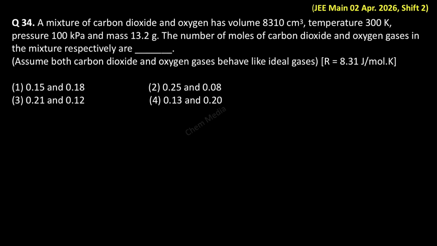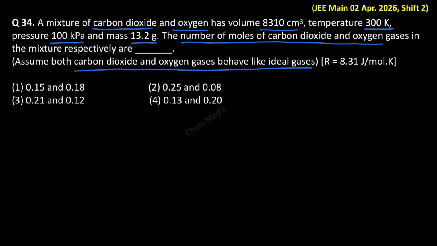Let's solve this question, which is based on the ideal gas law. We have two gases, carbon dioxide and oxygen, for which the volume, temperature, pressure, and mass are given. We need to figure out the number of moles of carbon dioxide and oxygen in the mixture, and we are assuming that both CO2 as well as O2 are behaving like ideal gases.